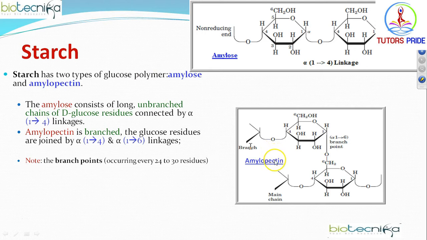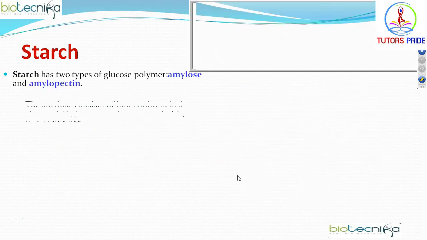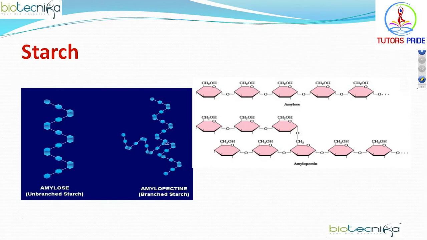And maximum how many residues will be there? 24 to 30 residues will be there, as you can see. In amylopectin or amylose, you can see 24 to 30 units of glucose, so more than 10. So this is a homopolysaccharide. It contains the same monomer, glucose, but in numbers of more than 10. That is why these are known as homopolysaccharides.